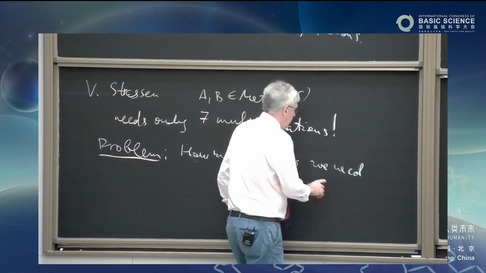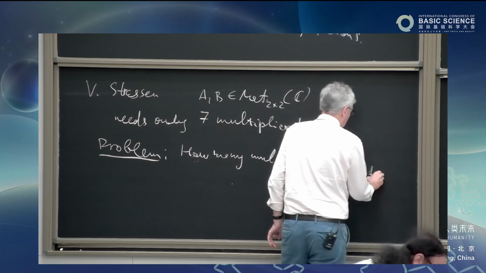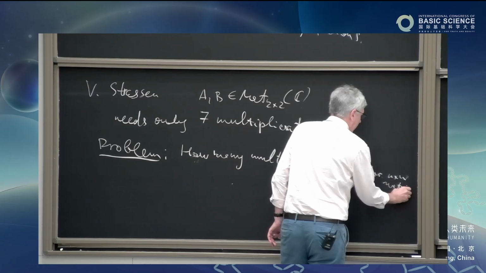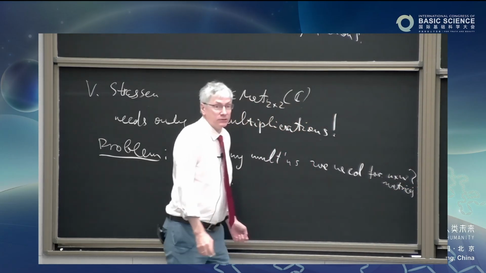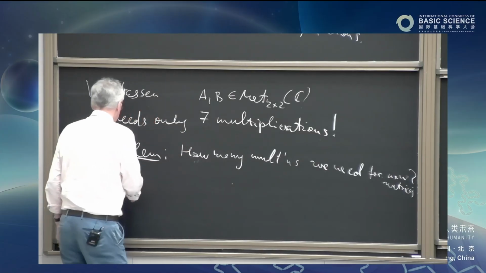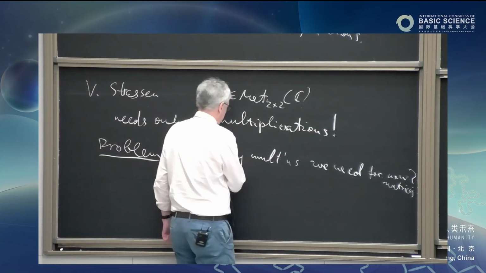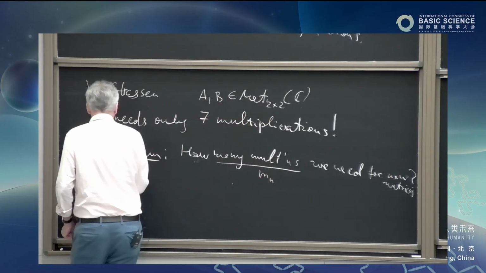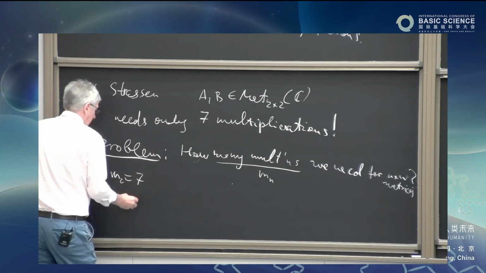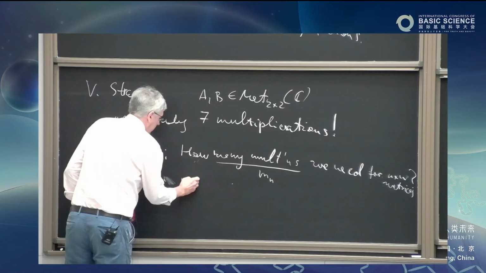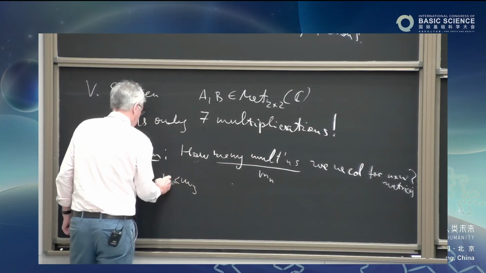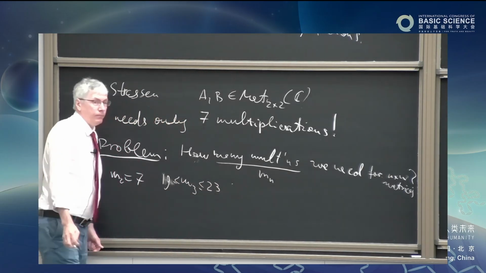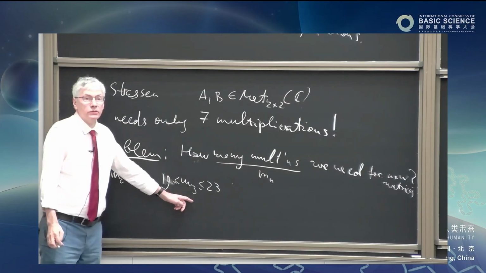So the question is how many multiplications we need for n by n matrices. And the answer is not known even for n equals 3. So let me denote this number by M(n). So M(2) is 7. For M(3), it is known that it's between 19, the lower bound, and the upper bound, which is 23, I think. So it's still not known exactly what this number is.